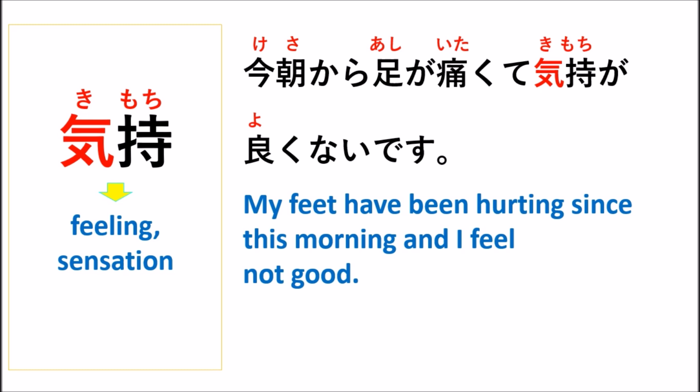Ashi means your feet or your foot. Ashi, itai, itakute. Itai is from the kanji itai. Itai means hurt. Itai desu means I'm feeling hurt, or I got hurt. But here you want to join two sentences together, so you can say itakute. Itakute means you got hurt. Hurt what? Your feet.